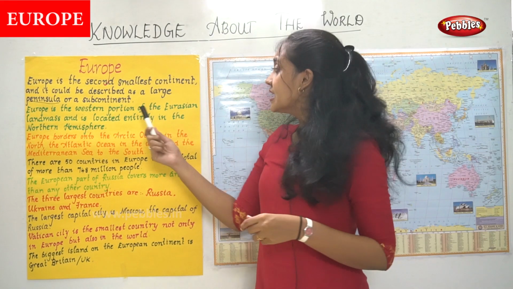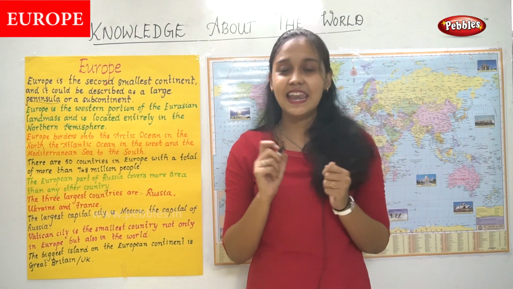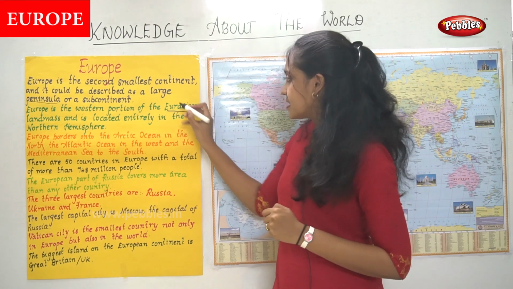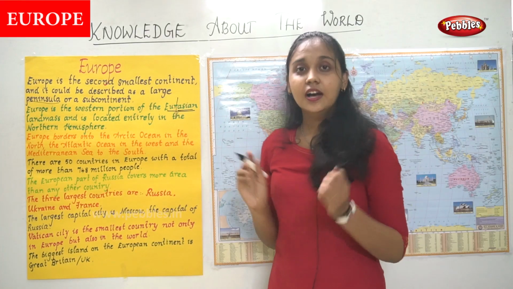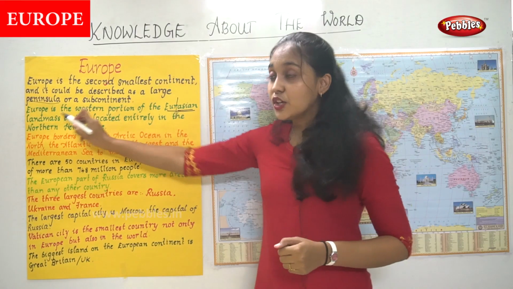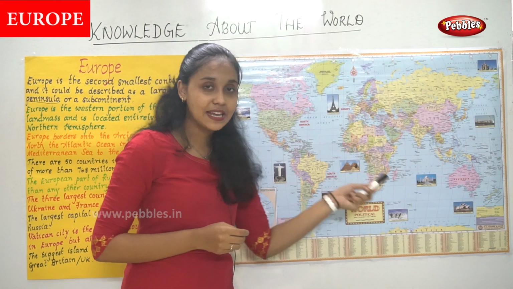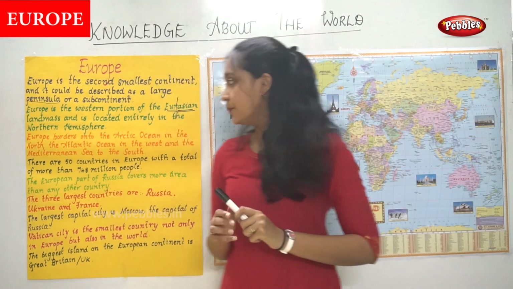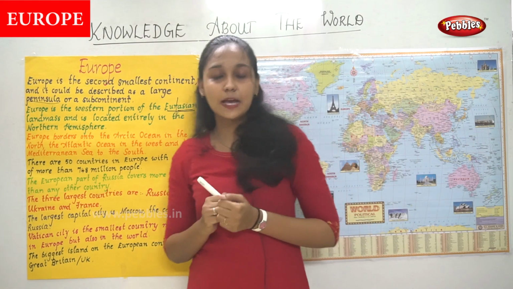Moving on, Europe is the western portion of the Eurasian landmass. I told you how this term is defined. See, Europe and Asia form one huge landmass. So Europe is on the western part. This is the Eurasian landmass. The western part of it is Europe, and it is located entirely in the northern hemisphere.